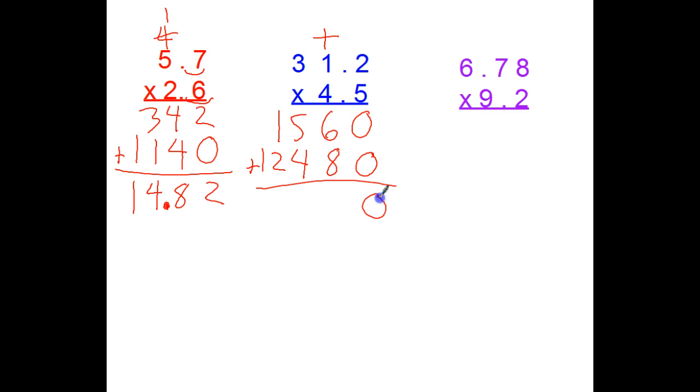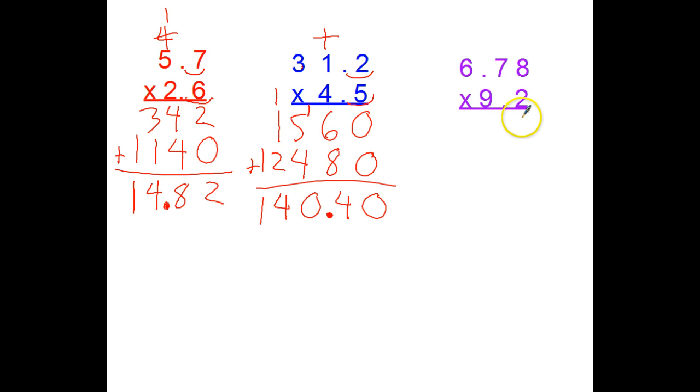Add them up. 0, 14, 6, 10. 1, 2, 4. And another 1. And I just came over 1, 2 spots. 1, 2. So I ended up with 140.40. Look at your whole numbers. 31 times 4, which is 124. I'm in the right range. I have the right number of digits there.